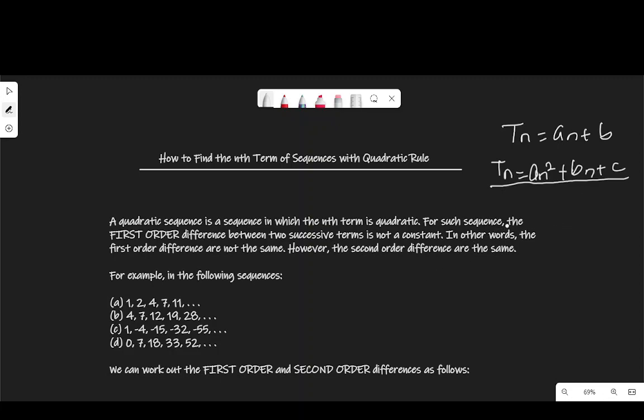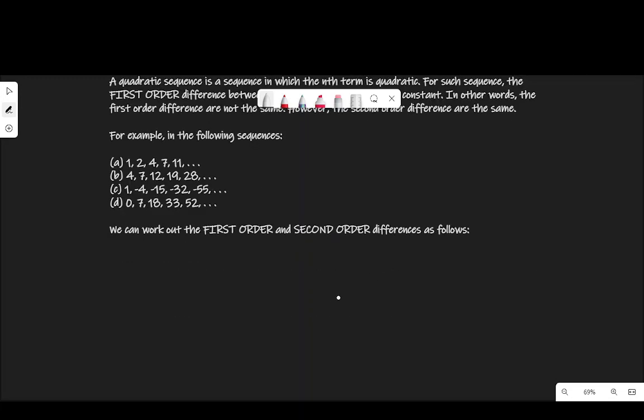Now, for such sequences, their first order differences are usually not the same. For us to get a constant difference, we need to take the second order differences. For example, let's look at this first one here, A, which is 1, 2, 4, 7, and 11. If we take the differences between the consecutive terms, we have something like this.